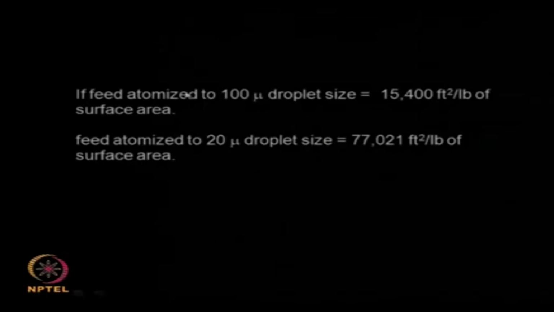For example, if I atomize it to 100 micron droplet size, the area per pound will be 50,400 square feet per pound, whereas if I bring it down, that means I make the particle smaller, 20 microns, look here, you are almost getting 77,000 square feet per pound. That means you are raising it by almost a factor of 5, okay. So that is the main advantage of increasing the surface area or reducing the size of these particles.